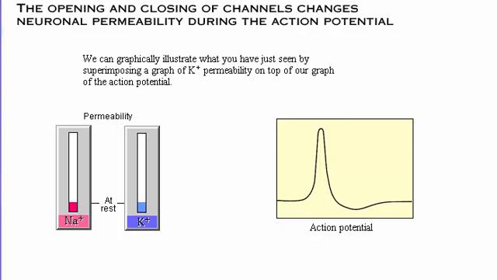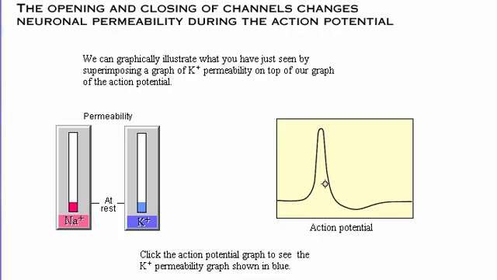We can graphically illustrate what you have just seen by superimposing a graph of potassium permeability on top of our graph of the action potential. Click the action potential graph to see the potassium permeability graph shown in blue.